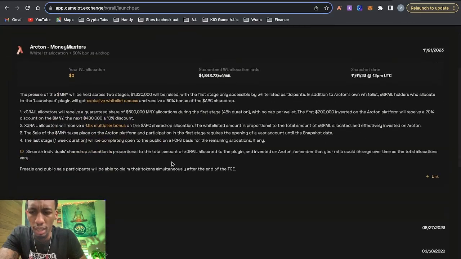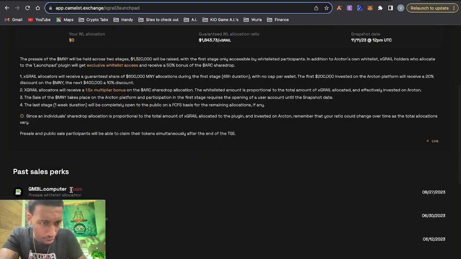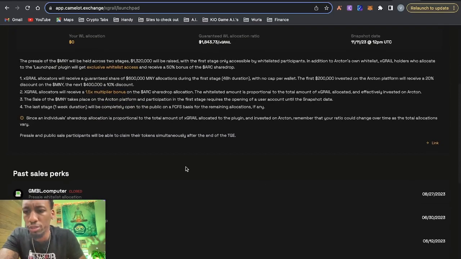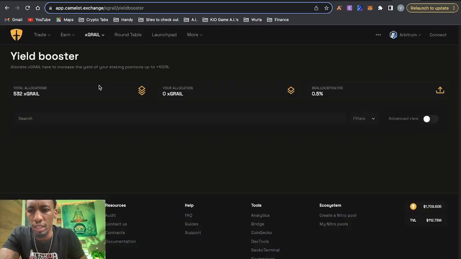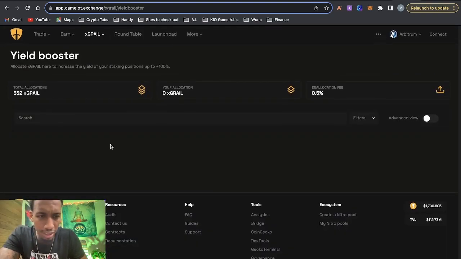Let's look at the launchpad. You can see that the last one closed in August of 2023. So it's been a while, but like I said, I do expect that to pick up in the bull market. And if we go to yield booster, I don't see anything here, but it could be because I don't have any Grail.